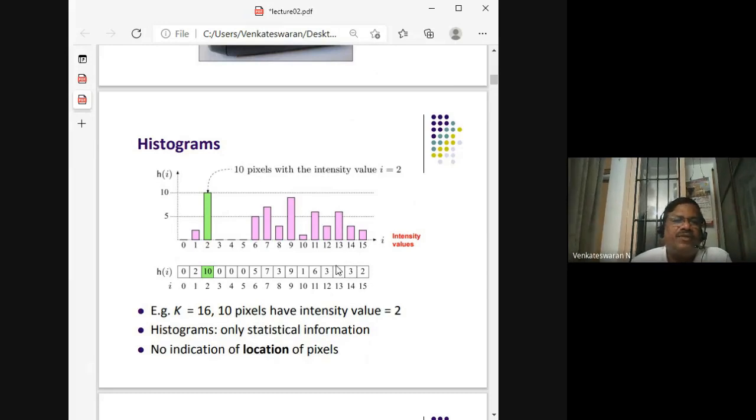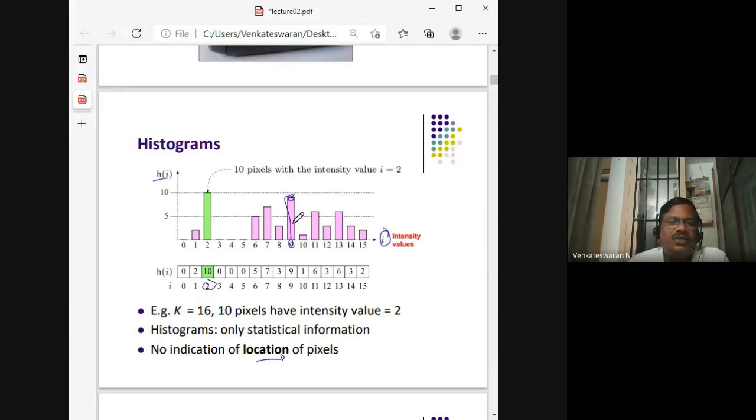So these are histograms, so H of I. This is the ith intensity that we have taken. How many times is the ith intensity present is shown here. So there are 9 times it is present. So the value 9 is present 9 times. For example, value 2 is present in a pixel.